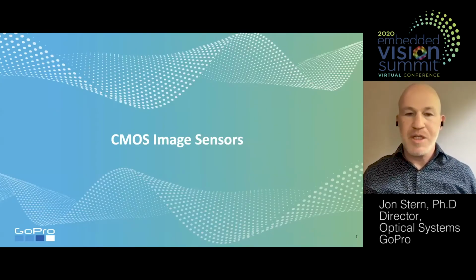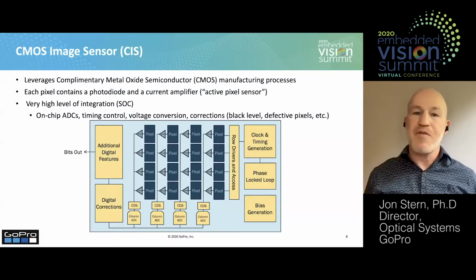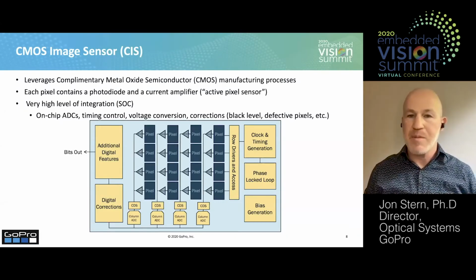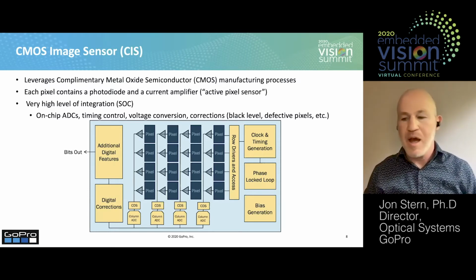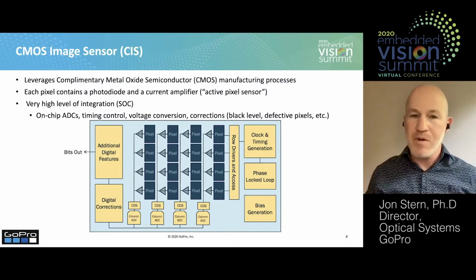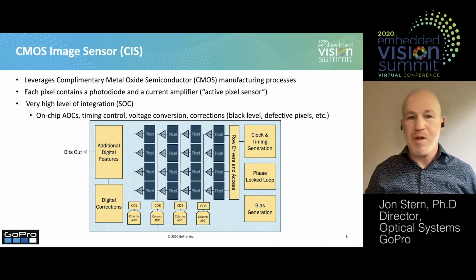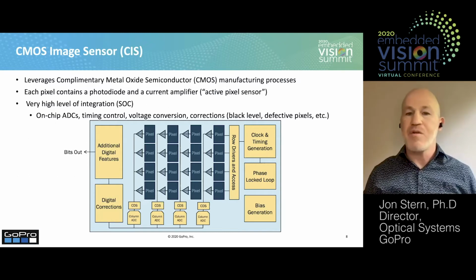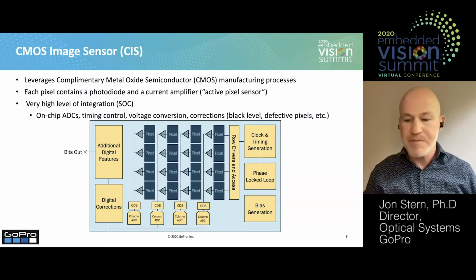Now let's go into some details around CMOS image sensors. CMOS image sensors leverage complementary metal oxide semiconductor, CMOS, manufacturing processes. Each pixel contains a photodiode and a current amplifier. This is what's called an active pixel sensor. And a defining feature of CMOS image sensors is a very high level of integration. Each image sensor is really a system on a chip, typically with on-chip ADCs, timing control, voltage conversion, corrections for things like black level, defective pixels.